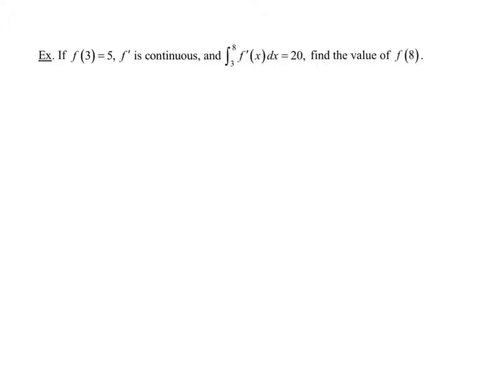Okay, on this next problem, it says if f of 3 is equal to 5, so it gives me a nice little initial condition there, and it also gives me the integral from 3 to 8 of f prime of x dx is equal to 20, we want to find f of 8. So I'm going to start by writing down f of 8 on my paper, and I'm going to say that that equals my initial condition, f of 3, plus the integral from the given value of x, which is 3, to the one that I want to know, which is 8, of f prime of x dx.